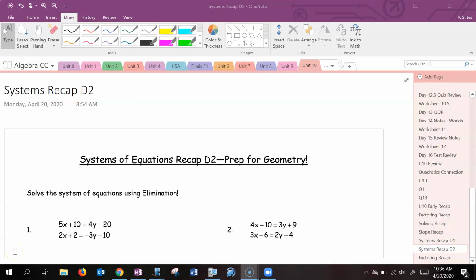Hello Algebra 1, today we are back. We are spending the second day on systems. We're going to do more elimination today because that's what's used mostly in geometry next year.